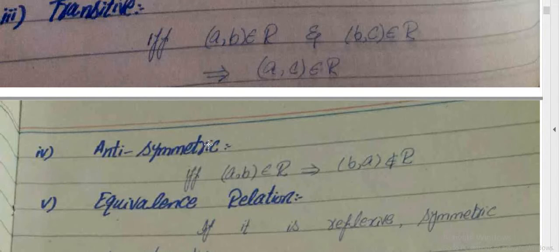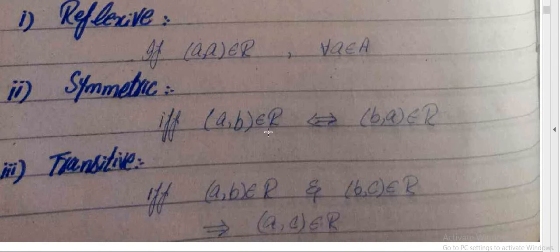Okay, the next definition is antisymmetric. If (a, b) belongs to R and this implies that (b, a) does not belong to R, then this relation is called antisymmetric. This is actually the converse of the symmetric property. In a symmetric relation, if (a, b) belongs to R, then (b, a) should also belong to R.